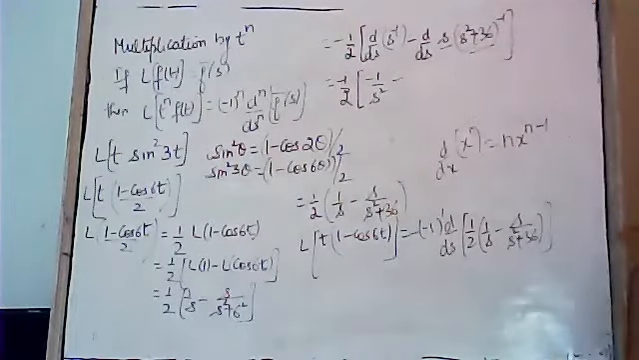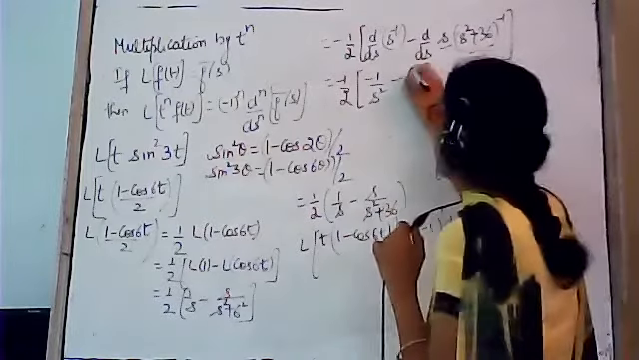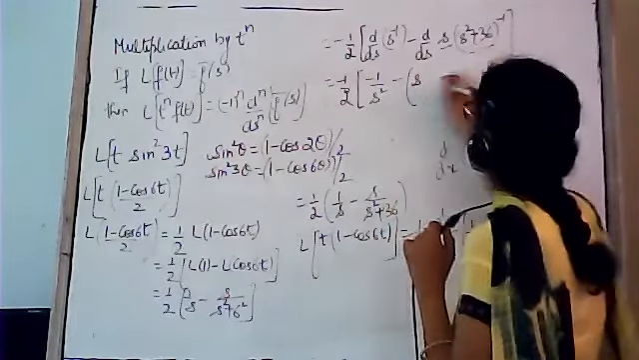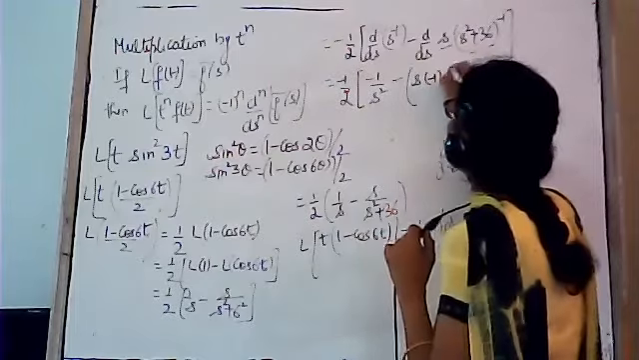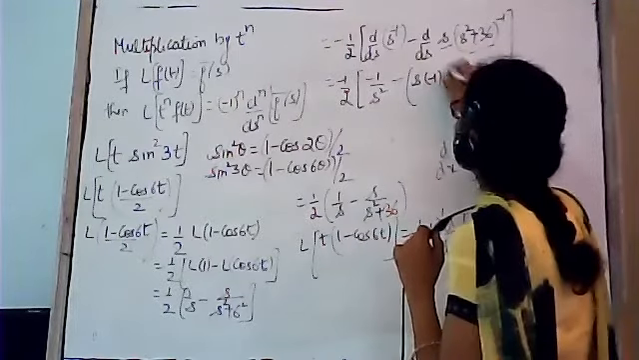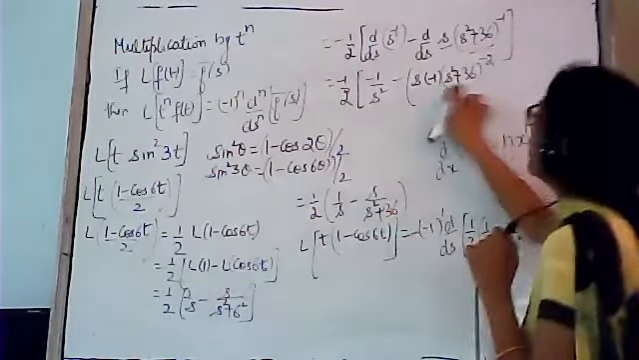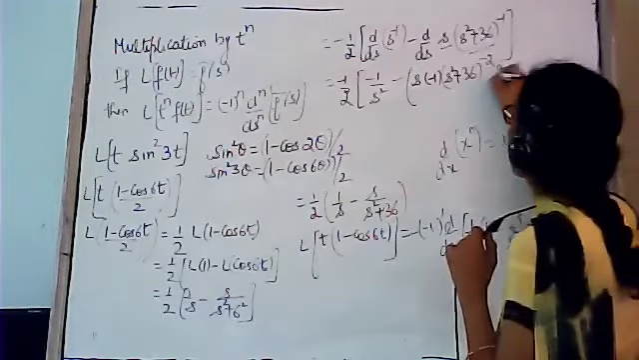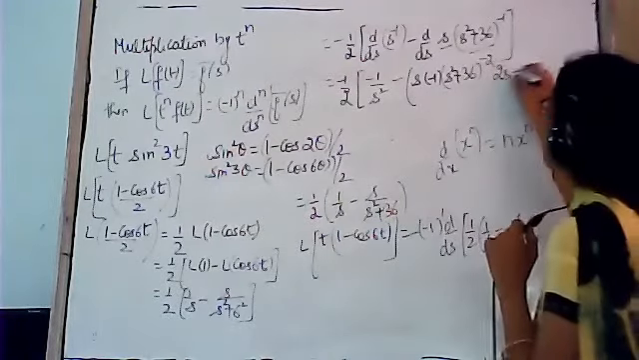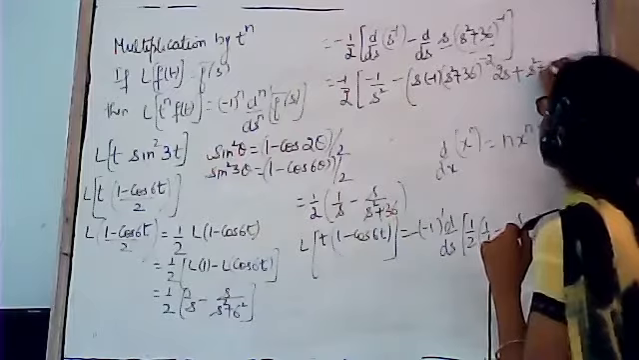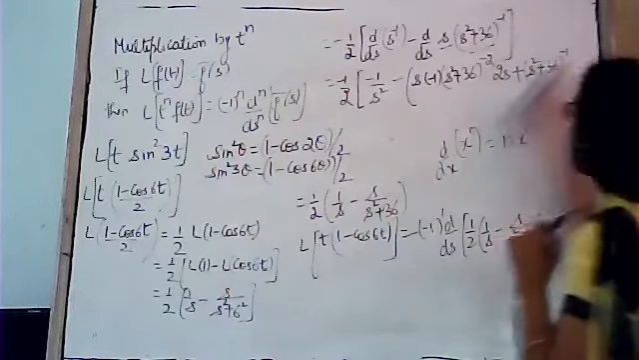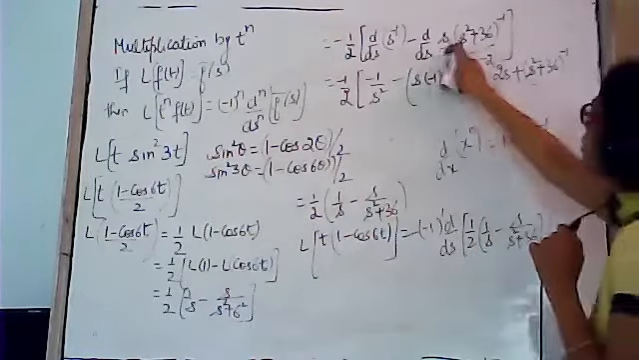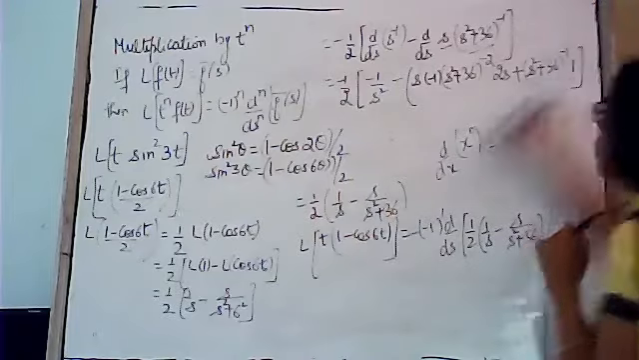We will apply the u and v rule. First function as it is, differentiation of second function: -1 (s² + 36)^-2 into differentiation of this function again, this is 2s. Now (s² + 36)^-1 will remain as it is, and derivative of s with respect to s will be 1.